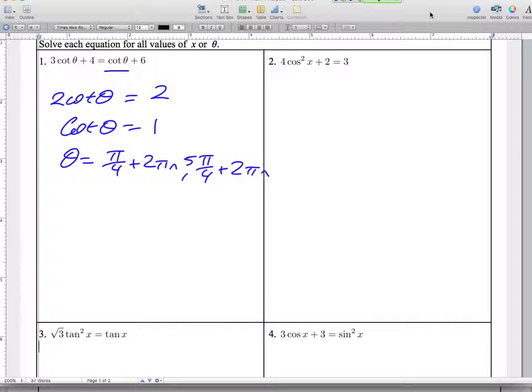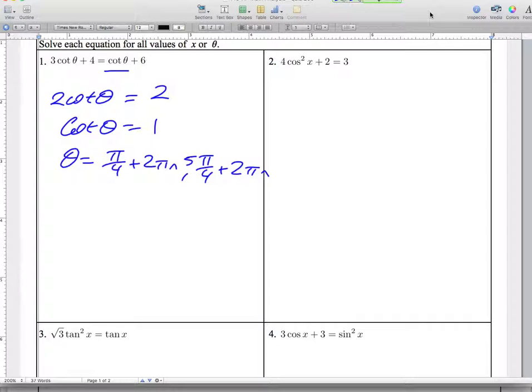So 4 cosine squared plus 2 equals 3. So what's the first thing we ask ourselves? Of the trig functions given, do I have like terms? In this case, the answer is yes, because I only have 1 trig function. So if I have like terms, that tells me to do what? Combine my terms. But in this case, I've only got 1 term. So I want to solve.